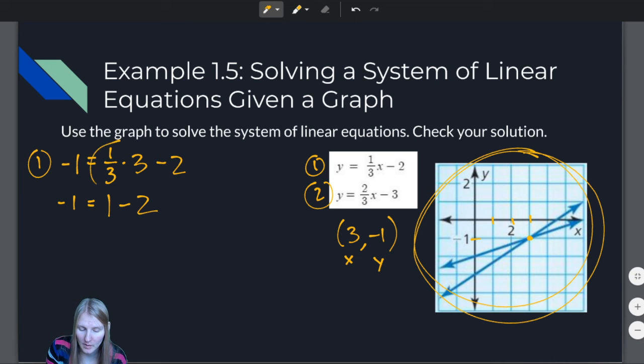And if you don't remember how to multiply your fractions, that's okay, but be sure to ask your teacher about it so that they can help you with it. Okay, so is -1 equal to 1 - 2?